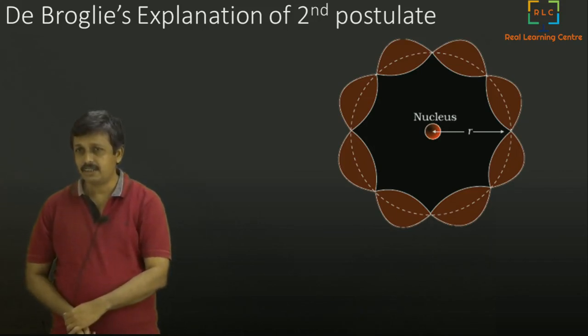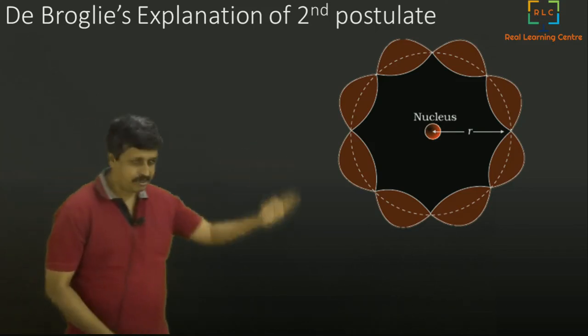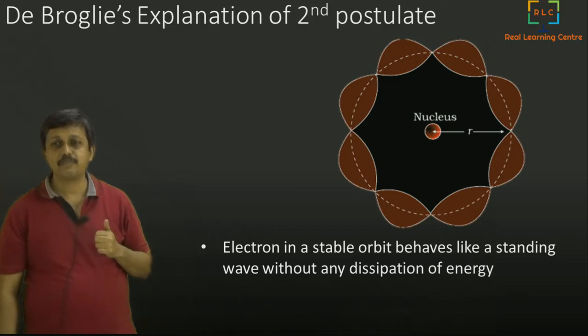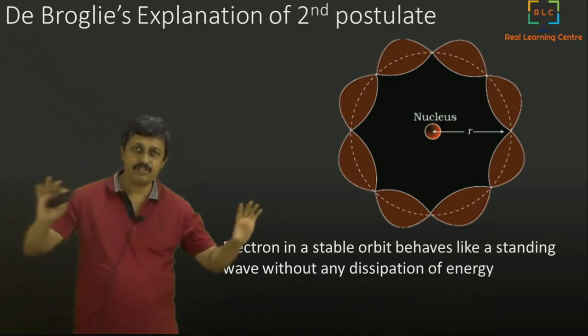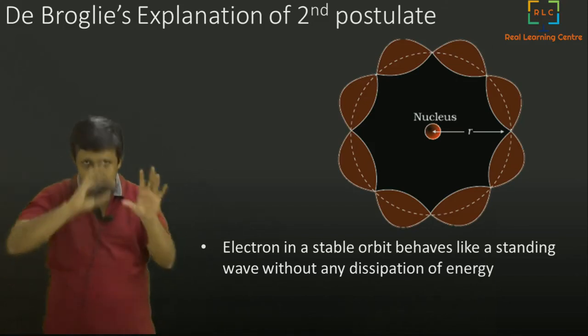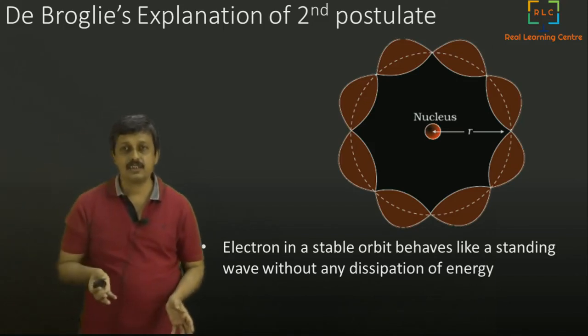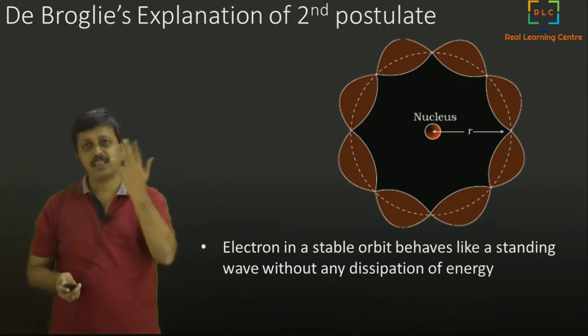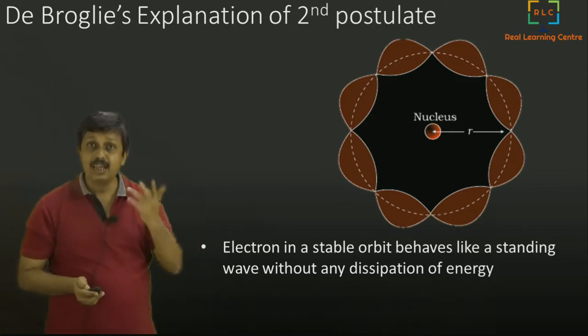And he said that the electron, when it is in its orbit, is like a standing wave. In a stable orbit, it behaves like a standing wave, which is something that is not moving. An electromagnetic wave moves away, meaning it loses energy. It's just a standing wave around that, and hence there is no energy dissipated. Energy is there in that place itself. So he came with this idea.